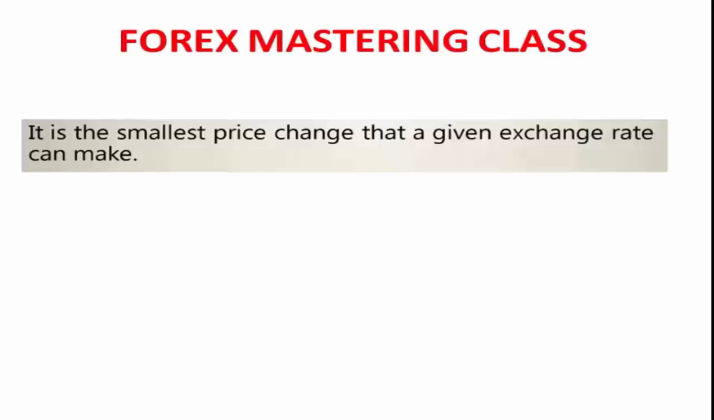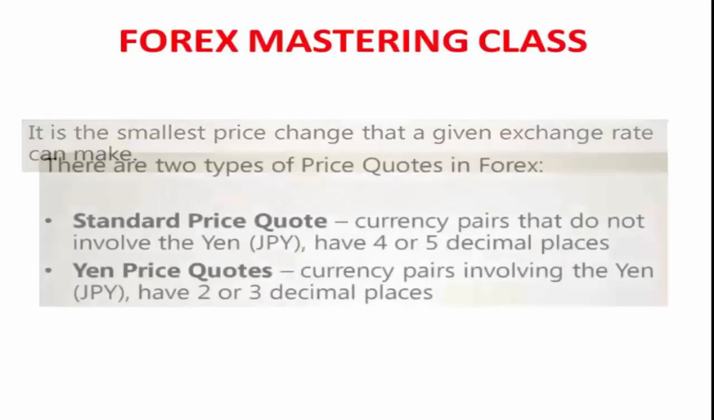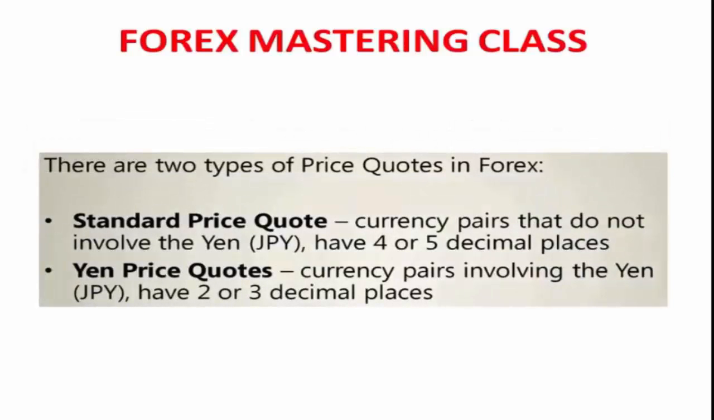So everything about forex goes around pips. It is the smallest price change that a given exchange rate can make. There are two types of price quotes in forex. The standard price quotes, currency pairs that do not involve yen, have 4 or 5 decimal places, because the pip is all about the movement in these price quotes.